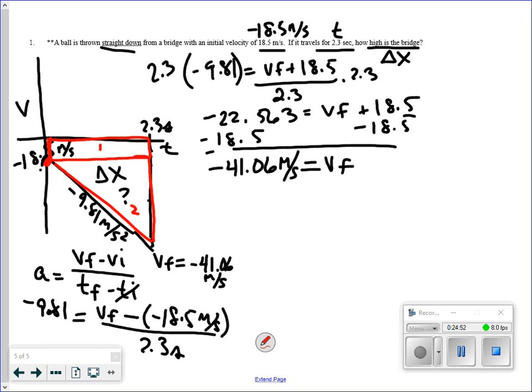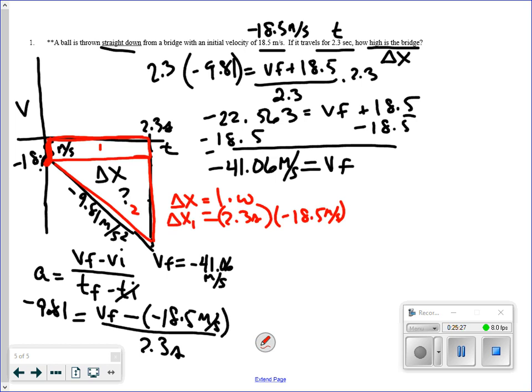Now, let's start with the rectangle. The rectangle is easy. That's length times width. So the length of the rectangle here is 2.3 seconds. The width of my rectangle is negative 18.5 meters per second. All right, so I'm going to begin with that. And then actually, because I didn't bring a calculator over and I did this whole thing in one single step on my answer key, I'm going to just hang on a minute. All right, so of course that's going to equal the delta x of number 1.